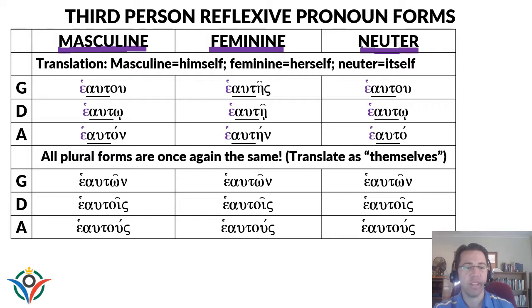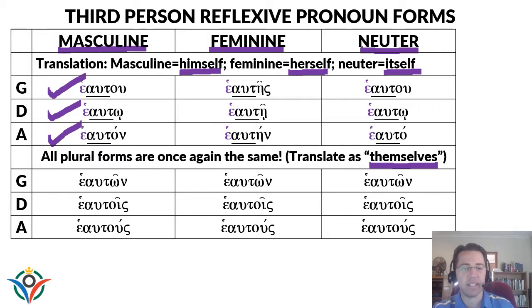And then regarding the translation of the third person, the singulars, we translate the masculine as himself, the feminine as herself, and the neuter as itself. And then the translation of the plural forms, we translate them as themselves. But the plural forms are the same as the first and second reflexive pronouns. So let's go through the singular forms very quickly. The masculine singulars, we have heautou, the dative singular heautō, and the accusative heauton.